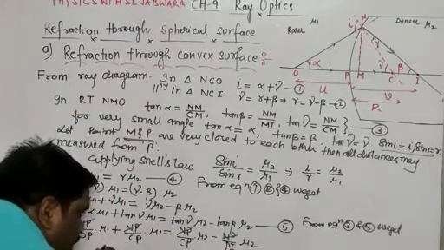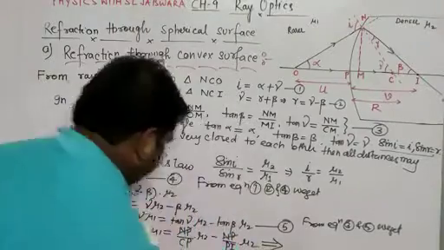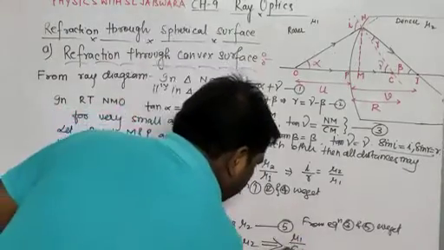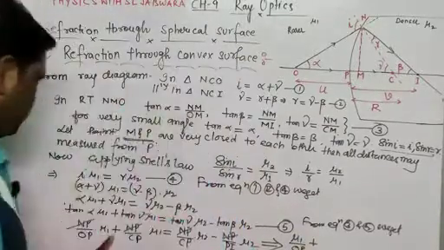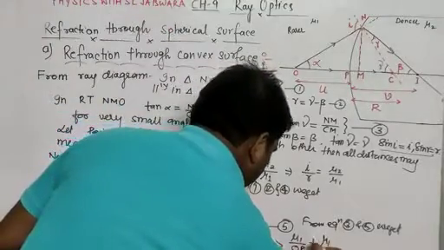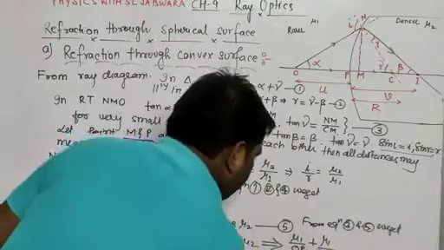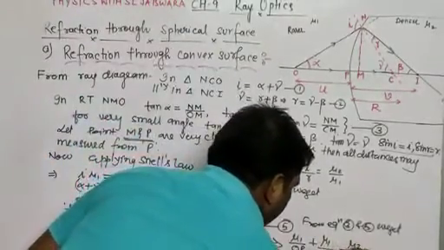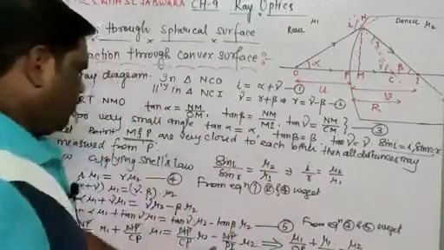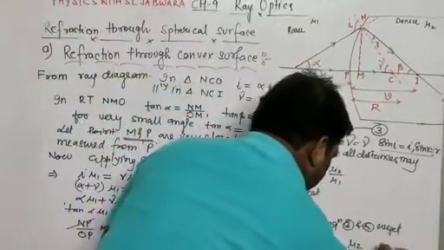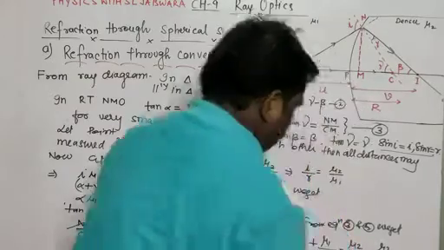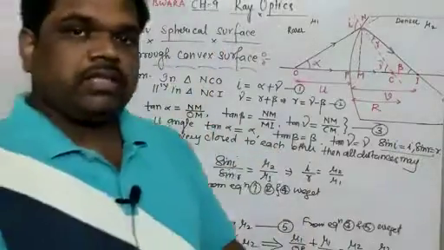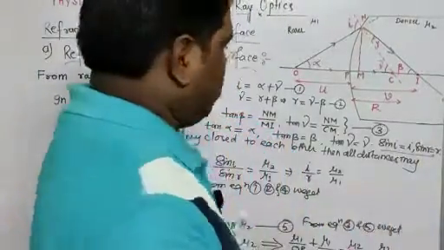So what we'll get, let us write down here: mu 1 upon OP plus mu 1 upon CP is equal to mu 2 upon CP minus mu 2 upon PI. Now let us substitute the values of OP, CP and PI along with the sign convention.